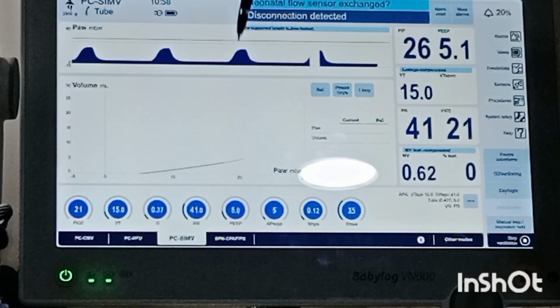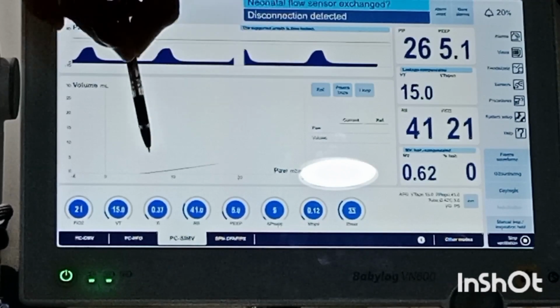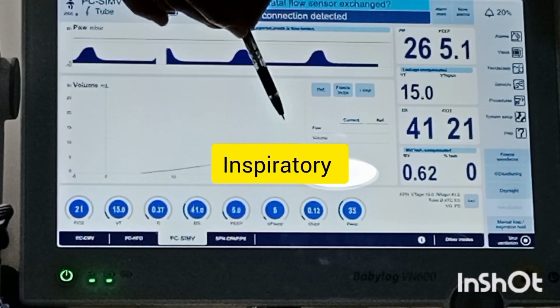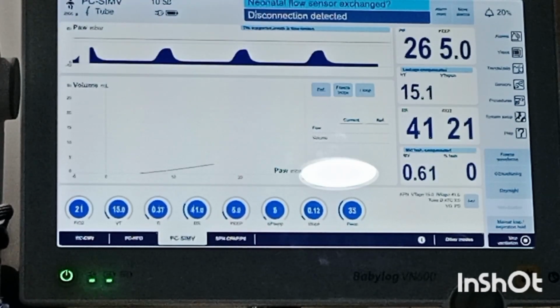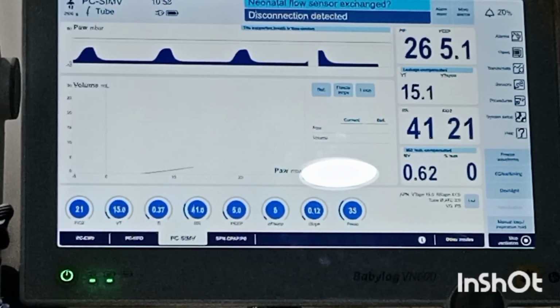Then this is called the inspiratory part, that is from PEEP to PIP. Then from there, PIP to PEEP, that is the expiratory. So you have inspiratory and expiratory. Are you clear about that?